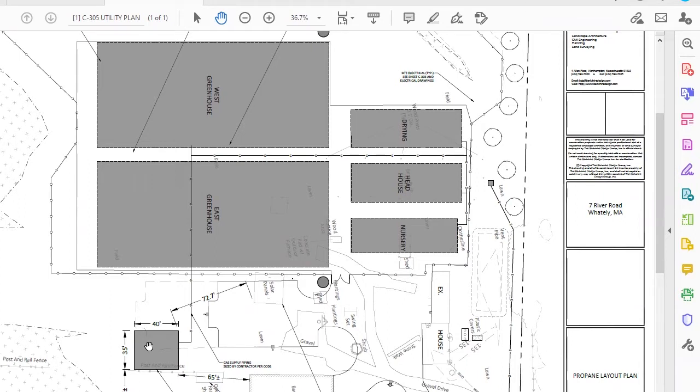Jared, how many more tanks do you plan on? How much would you expand this to? No, this is the maximum size for the tank farm. And is it a fenced area, or are they just sitting on a pad or on the ground? They're on a cement pad, yeah.